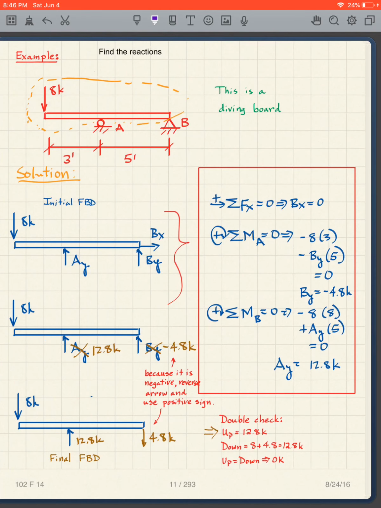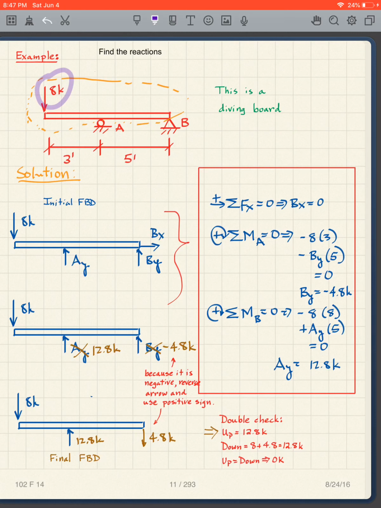Okay, so here's another example. And let's do this one. Now notice it's a beam, and I've got an 8-kip load here at the end of the beam. Well, you may have recognized that this is a diving board. This looks like a diving board. Obviously, a very heavy load at the end of the diving board.